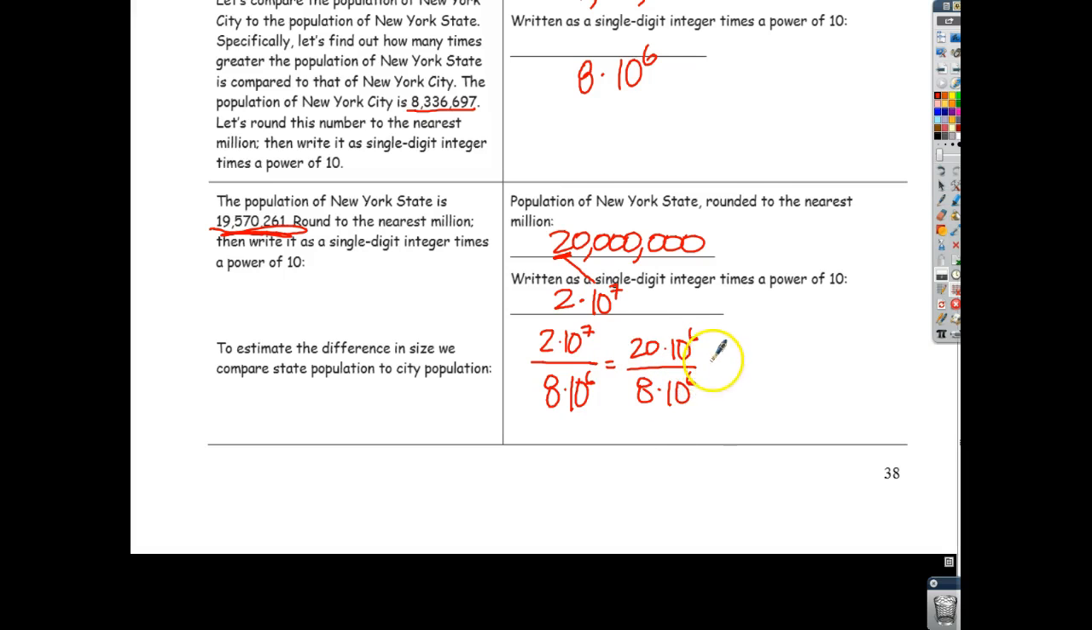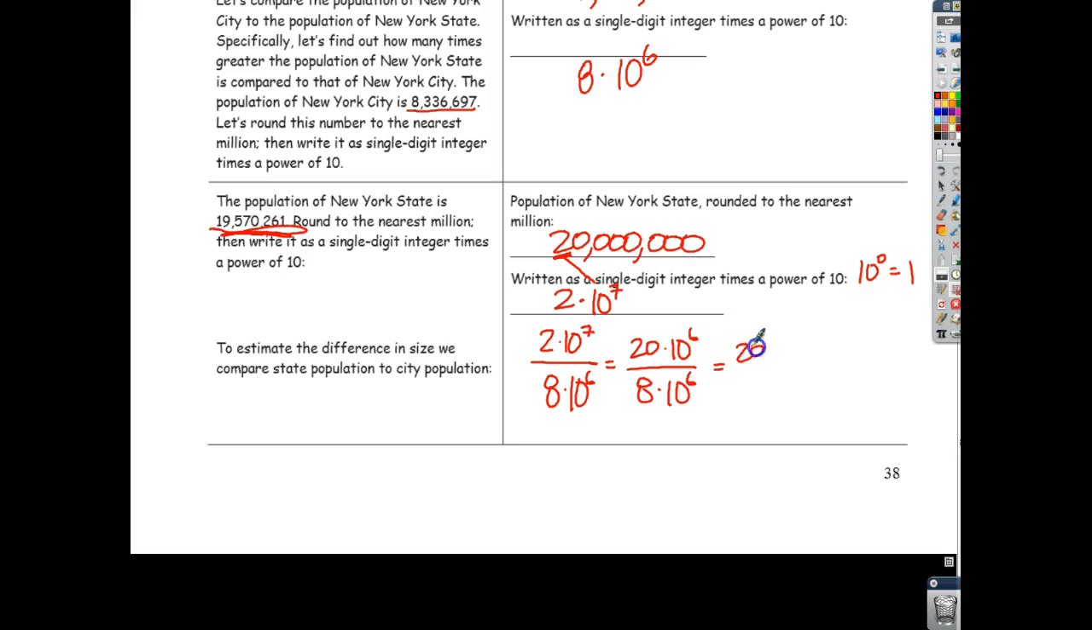So from here, I have 10 to the 6th divided by 10 to the 6th, that's going to equal 1. Another way you could look at it, 10 to the 6th divided by 10 to the 6th is 6 minus 6, which is 0. And we know that 10 to the 0 is equal to 1. That's part of why it is.